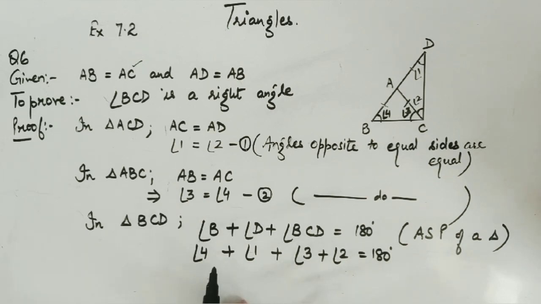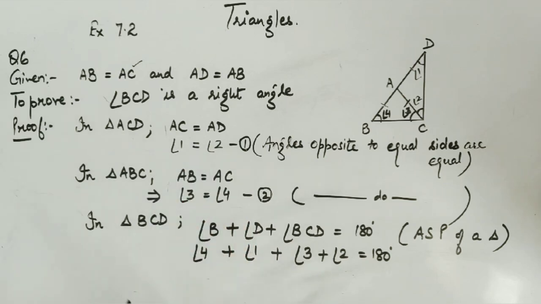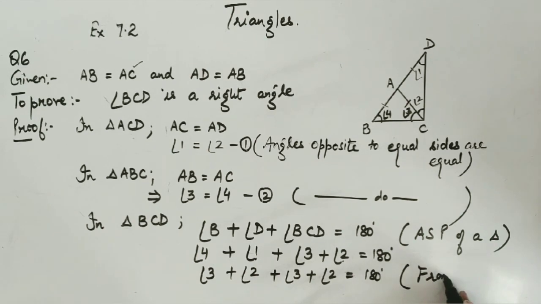Alright, now we need help of these two. 1 and 2 are equal. Can we replace this angle 1 by angle 2? Let this 3 also remain as such. Let this 2 also remain as such. And what about this 4? 4 can be replaced by 3. Reason we'll write from equation 1 and 2.